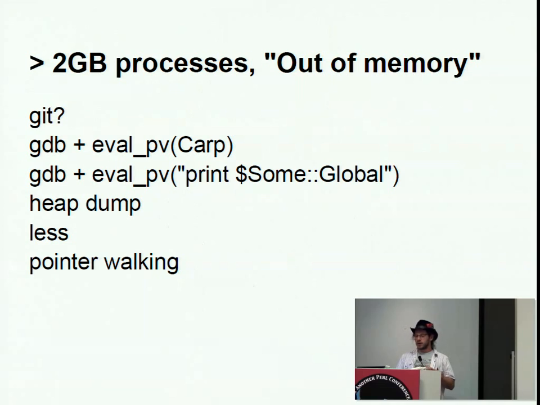So another issue is, once upon a time I had processes that would instantaneously increase to either approximately 2 gigs or would run out of memory. The way we solved this was, we looked for source code changes and didn't find anything reasonable. Along the way, we figured out how to eval Perl code from inside GDB, because again, we're in an adverse environment, and I don't really know what's going on.